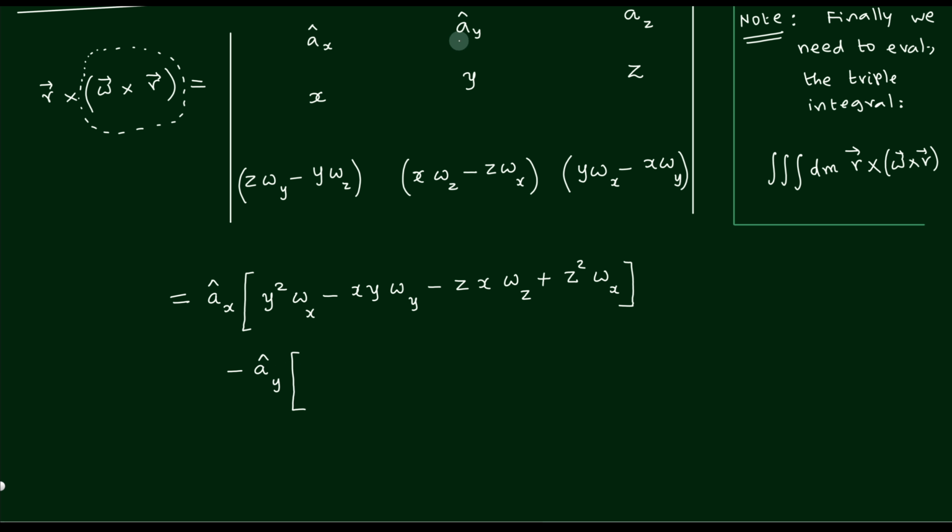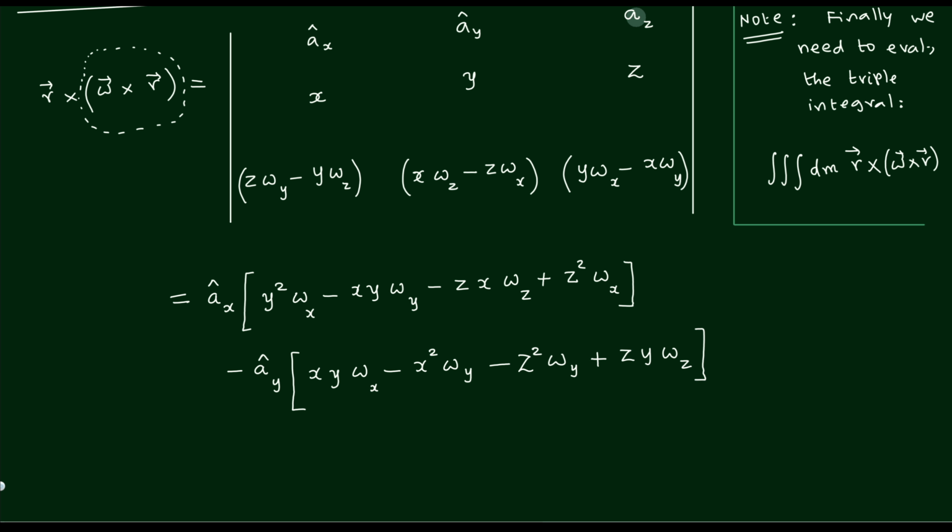The y component part is this. Now you'll have to close that and then take a cross multiplication. Xy times omega x minus x square times omega y. And then here you will be getting the minus sign, I think. Yeah, minus will come. Minus z square times omega y. And now it is plus zy times omega z. And that's all. Close the bracket.